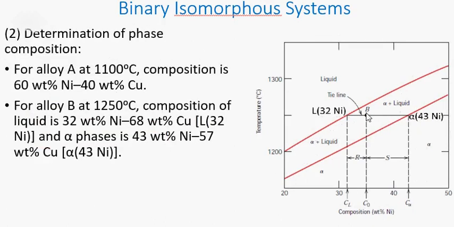At point B, the composition can only be gotten by drawing a tie line. This is a tie line, a horizontal line that touches this line, the liquidus, and then this line is solidus. So the composition here can be gotten at this point where it touches the liquidus, which is 32% nickel and 68% copper, and the solid composition alpha is 43% nickel and 57% copper.